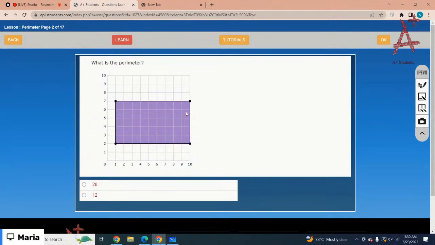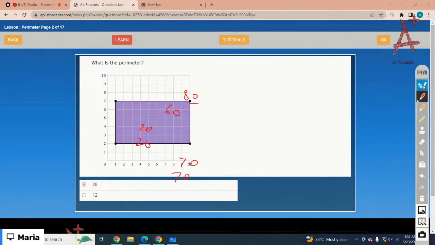It would be 1, 2, 3, 4, 5. Then 1, 2, 3, 4, 5, 6, 7, 8, 9. So the length is 9 and the width is 5. So you just have 9 plus 9 is 18 and 5 plus 5 is 10. So it would be 28. You have to add up all the side lengths. Got it?